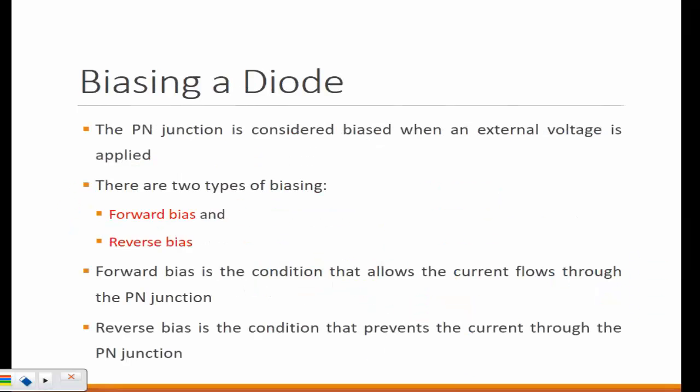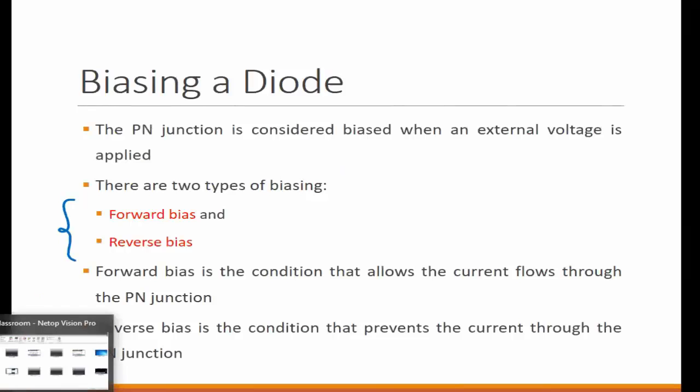So biasing, we kind of talked about this before. What is biasing? It is applying external DC voltage. Again, biasing means it's only DC voltage, applying external DC voltage needed to make the device work. There are two types of biasing: one is forward bias and one is reverse bias for the diode.